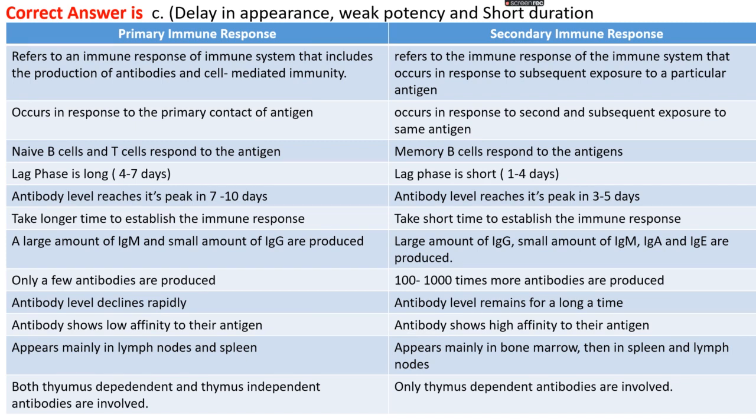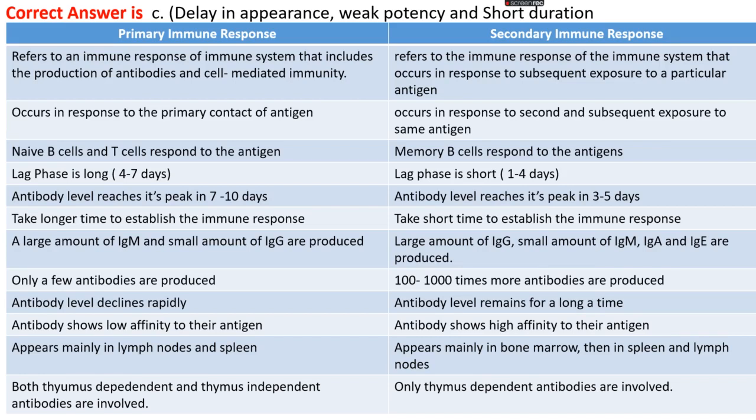And if we see that the antibody level declines rapidly in case of primary immune response, while antibody level remains the same for a long time in case of secondary immune response. And these antibodies show low affinity to the antigen in case of primary immune response, while these antibodies show high affinity to the antigen in case of secondary immune response.